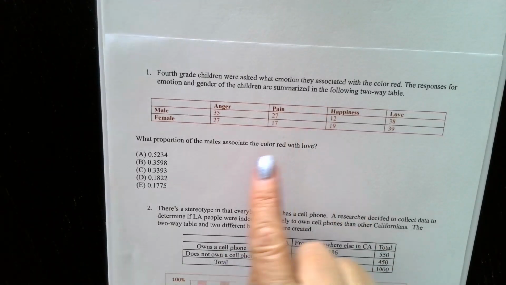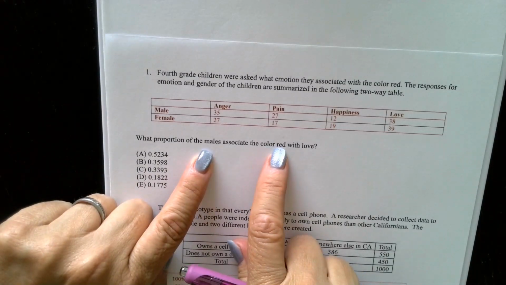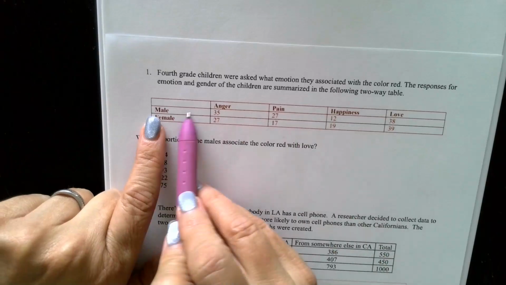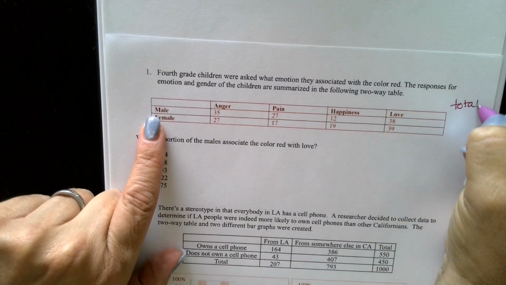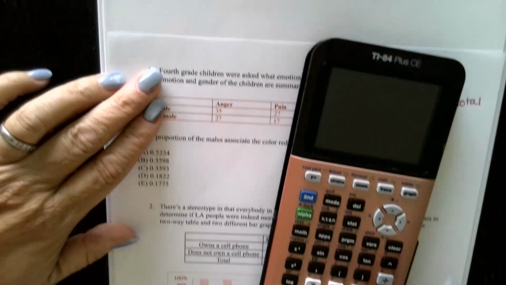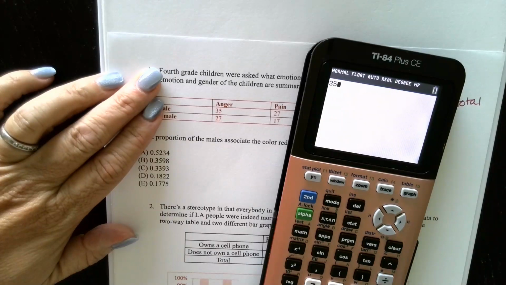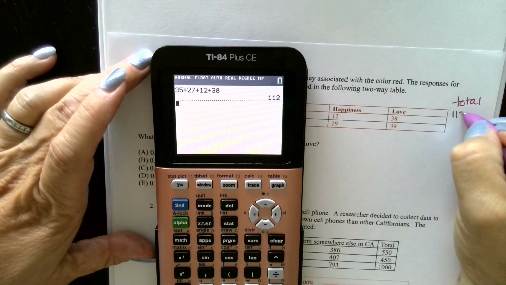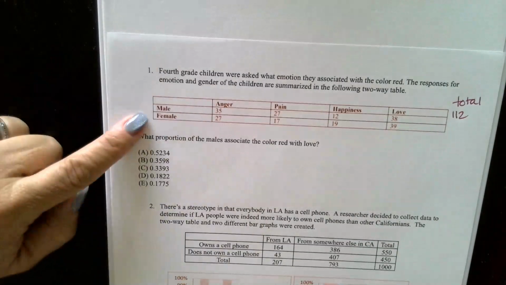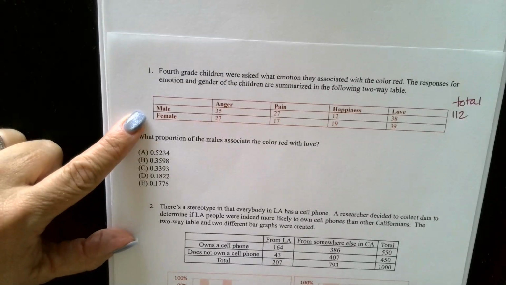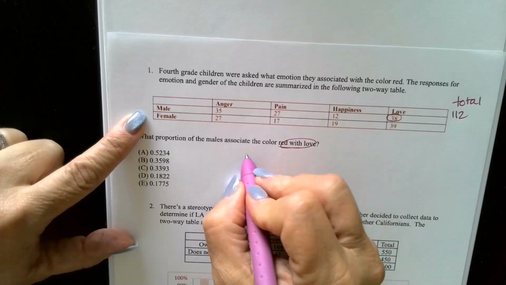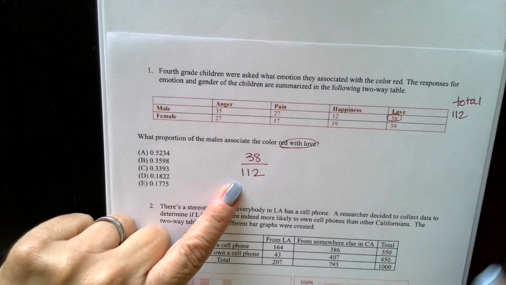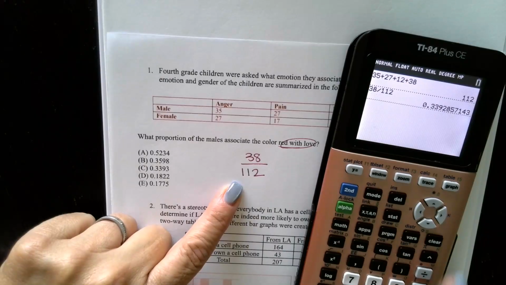So what it's saying is what proportion of the males associate the color red with love? So we're dealing with just males. So the males are going to be this row. So for me to know what the row is, I have to have the total. And this is the part that I've been giving you, and this time we're going to add it up. So if I have 35 plus 27 plus 12 plus 38, I have a total of 112 males. And it says how many of them associate red with love. Well, that value is 38. So if I have 38 divided by 112, that would give me 0.3393.